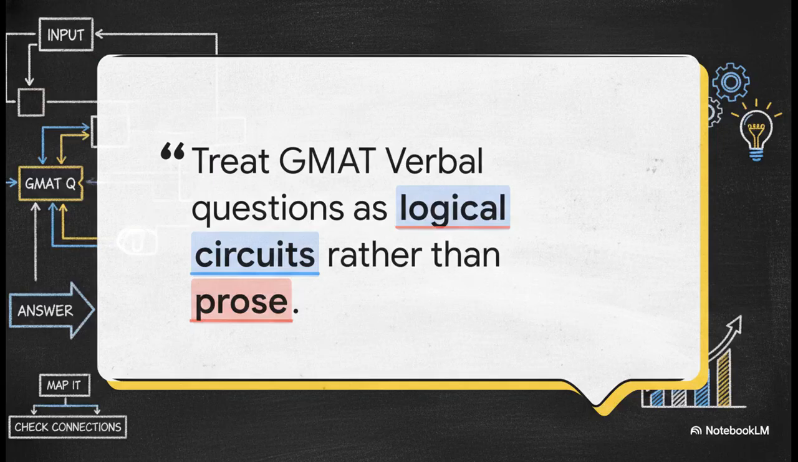This right here is the core idea for everything we're talking about today. A GMAT verbal question isn't some beautiful piece of writing to be admired. No, it's a logical circuit. It has inputs, it has connections, and it has an output. Our only job is to map it out and see if the connections are solid.